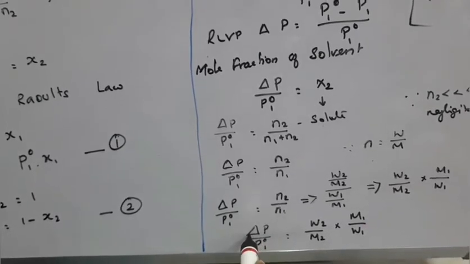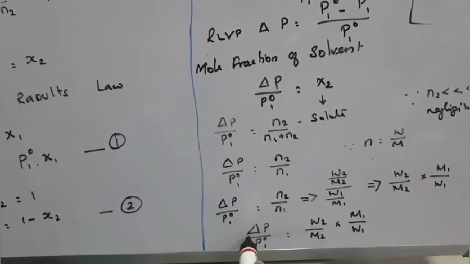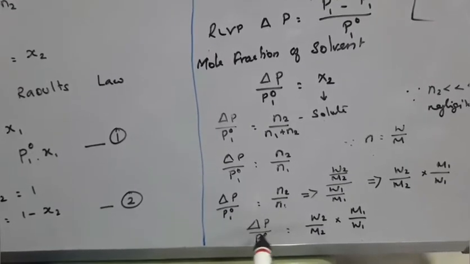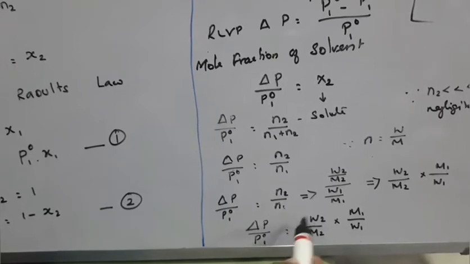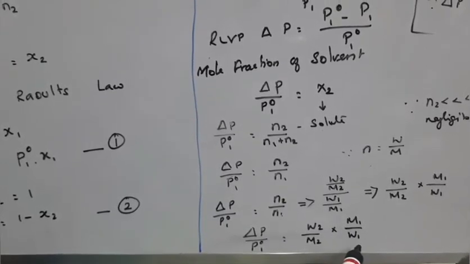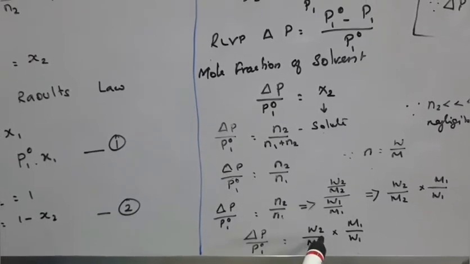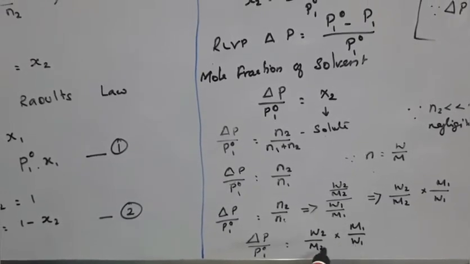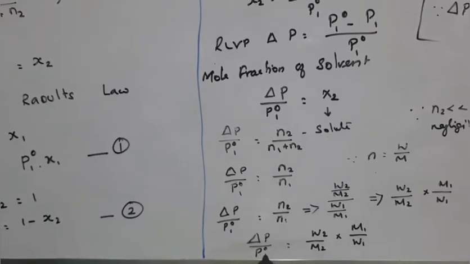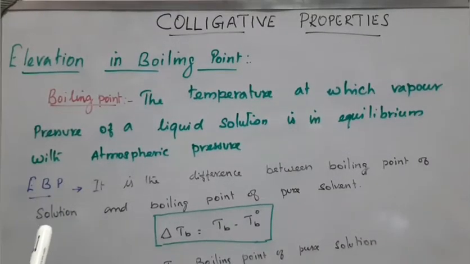Okay, so delta P by P01, this is the relative lowering of vapor pressure, equals W2 by M2 into M1 by W1. This involves the weight of solute and weight of solvent, and the molar mass of solute and molar mass of solvent. Okay, that is the relative lowering of vapor pressure.